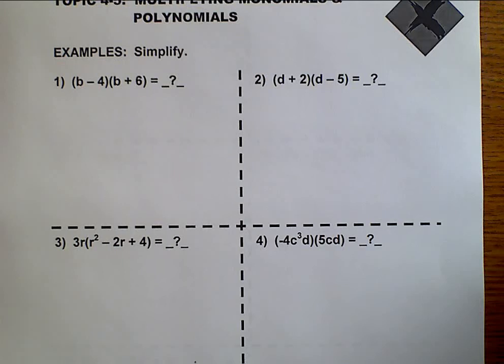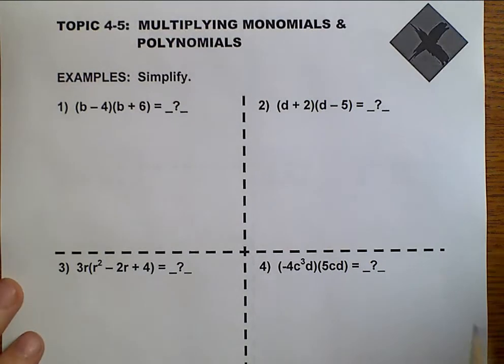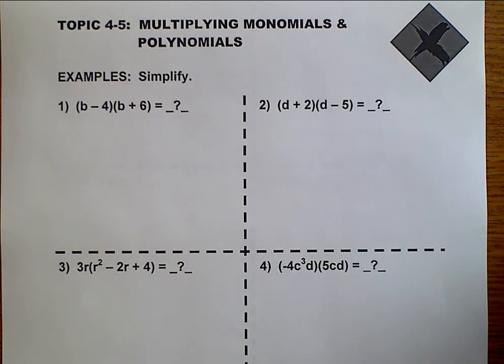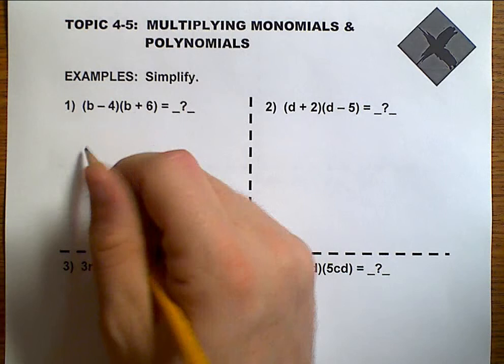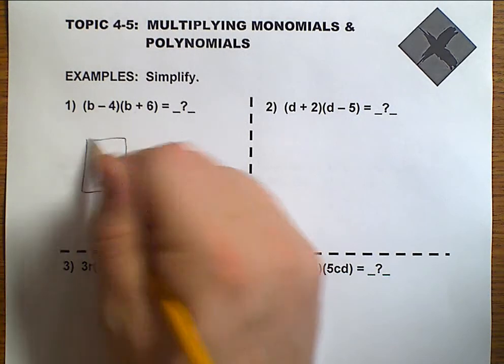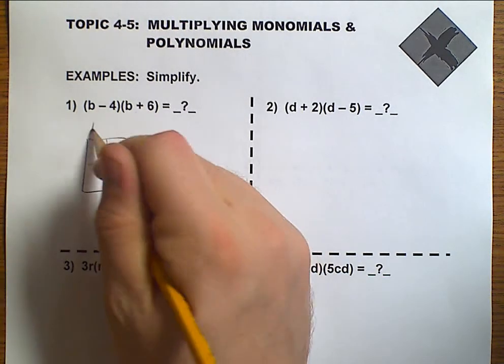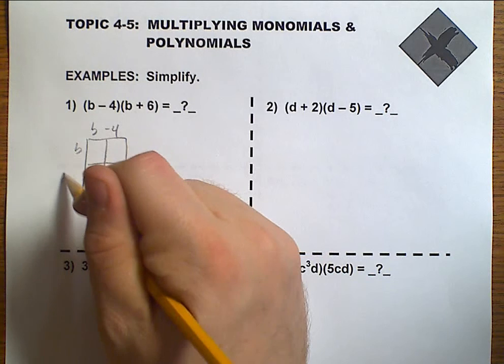Hello class, this is Algebra 1, topic 4-5, on multiplying monomials and polynomials. This lesson is just a review over stuff that we've already covered. So I've got a couple of polynomials, so I'm going to use the box method to multiply these. I have b minus 4 and b plus 6.